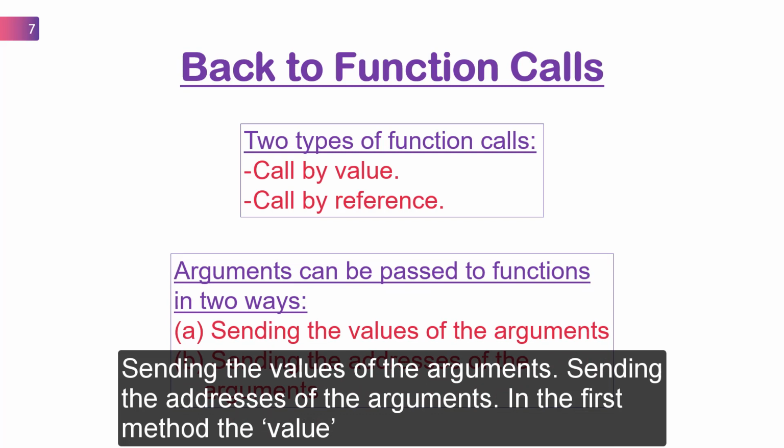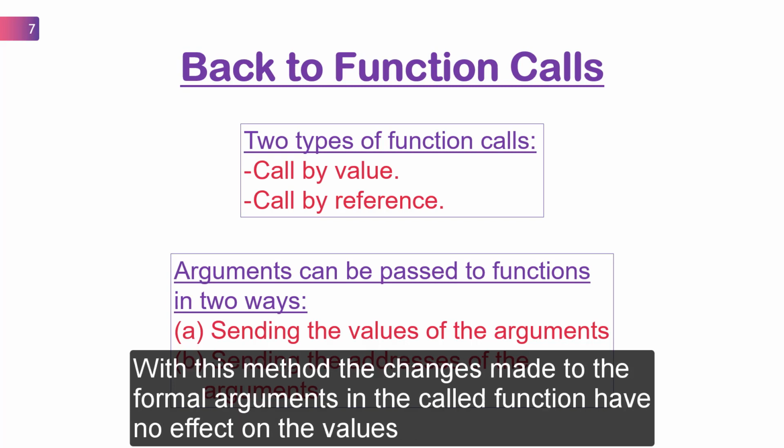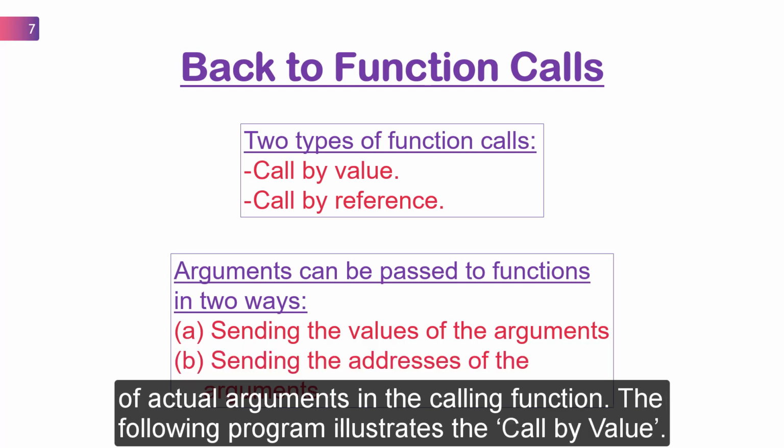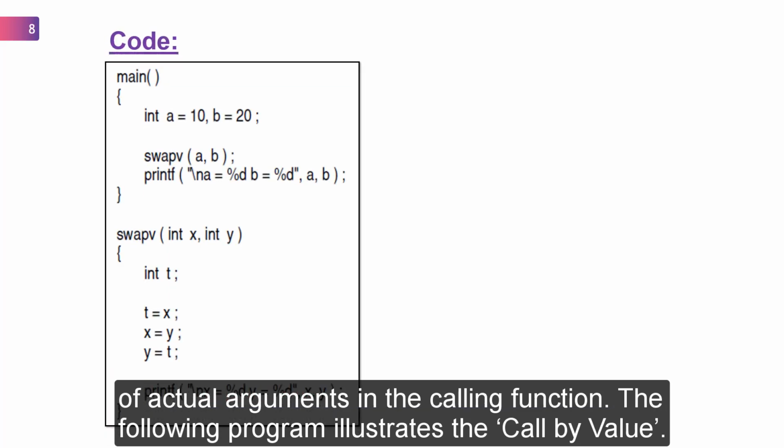In the first method, the value of each of the actual arguments in the calling function is copied into the corresponding formal arguments of the called function. With this method, the changes made to the formal arguments in the called function have no effect on the value of the actual arguments in the calling function. The following program illustrates the call by value.